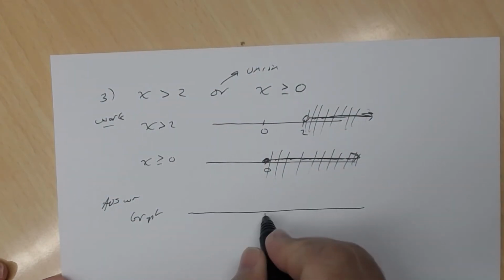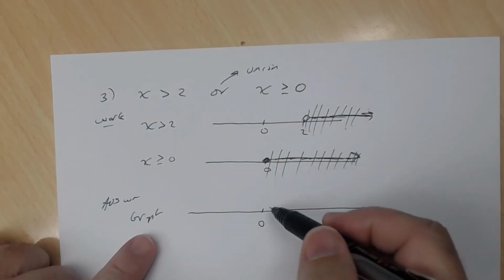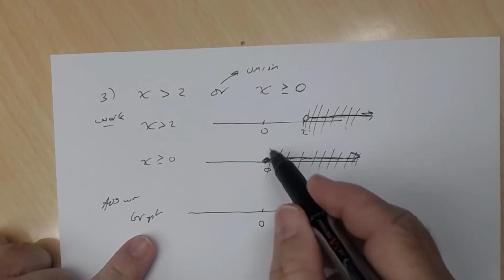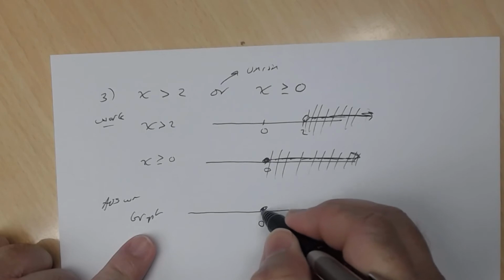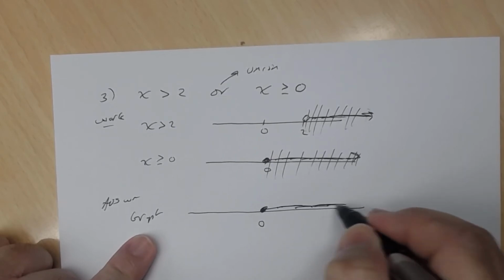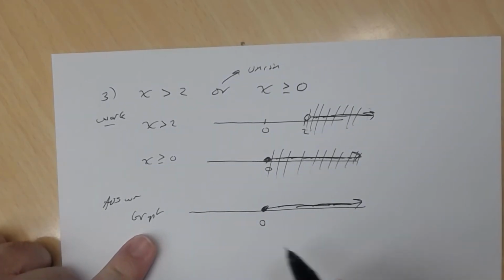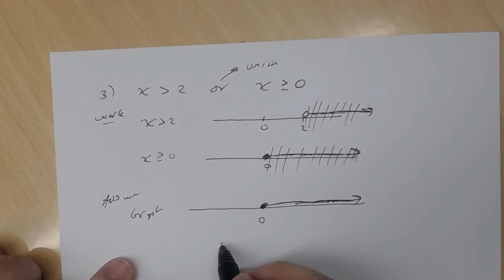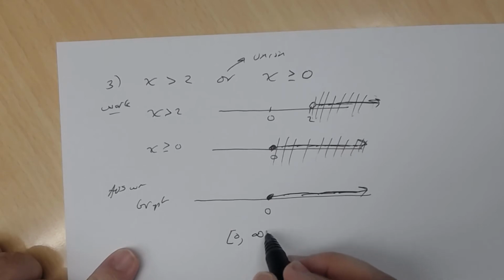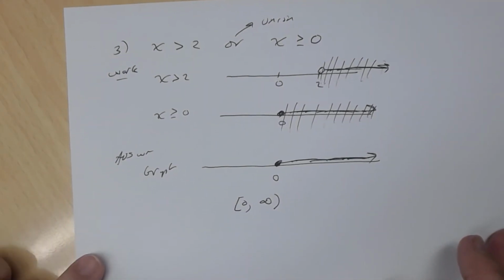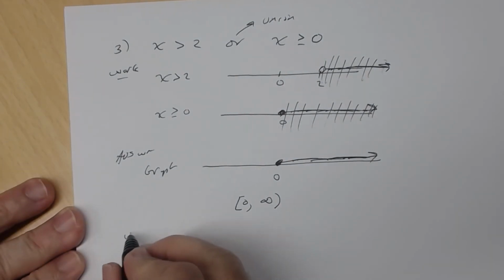So you graph, this is 0. Now 0 is a closed circle, because 0 is greater than or equal to 0. And then to the right. Now your interval notation, you're going to say bracket 0, because a closed circle, comma, infinity, parentheses. Now remember, infinity and negative infinity, always use parentheses. So that's number 3. All right, let's look at number 4.